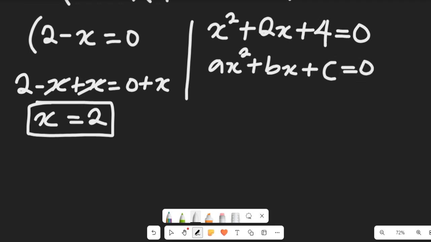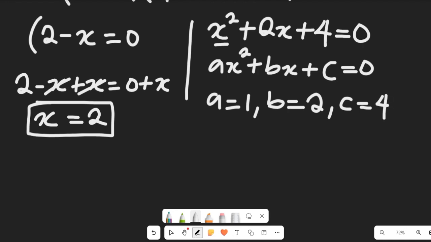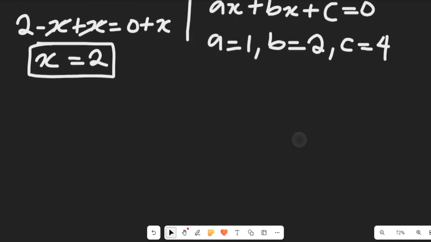Now, from this expression, which is in quadratic format, we can have a equal to 1, b equal to the coefficient 2, and then c equal to 4. So if we use that, we can now simply use the quadratic formula to find the value of x.